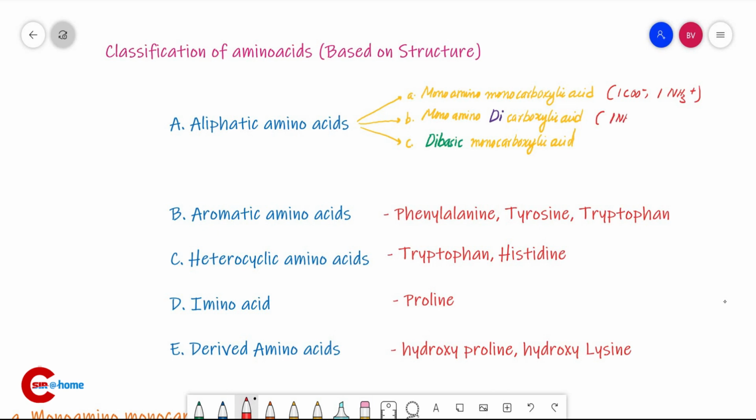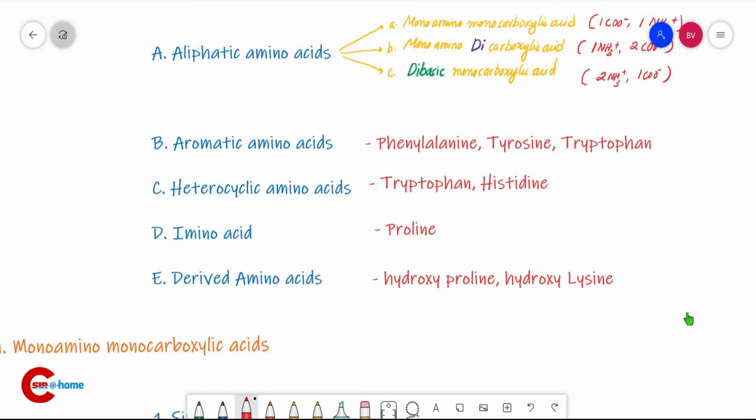Then the next group is monoamino dicarboxylic acid, which contains 1 amino group and 2 carboxylic acid groups. And dibasic monocarboxylic acid means it contains 2 amino groups and 1 carboxylic acid group. So aliphatic amino acids are classified into 3 categories: monoamino monocarboxylic acids, monoamino dicarboxylic acids, and dibasic monocarboxylic acids.